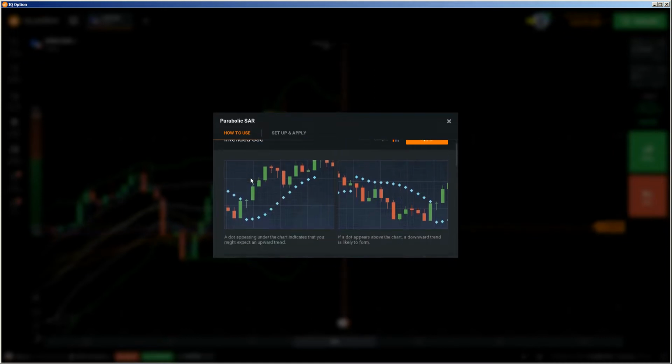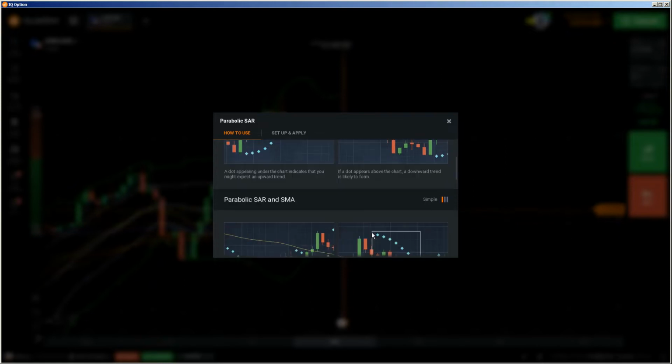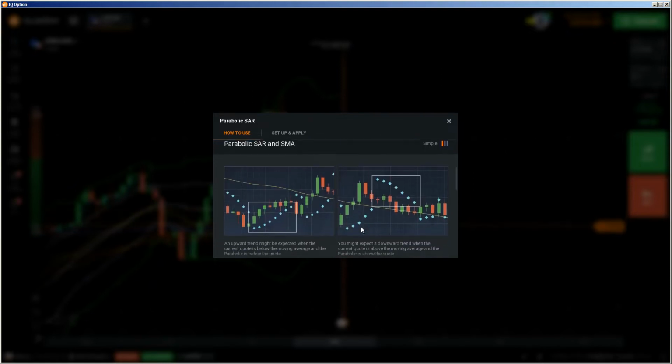Yes, as information, if there are the dots below, we have an uptrend. If there are the dots above, we have a downtrend. Yes, this is how we use it, but only in combination with price action. This is another use here: parabolic SAR with a moving average, yes.